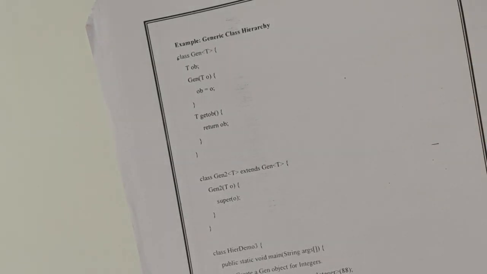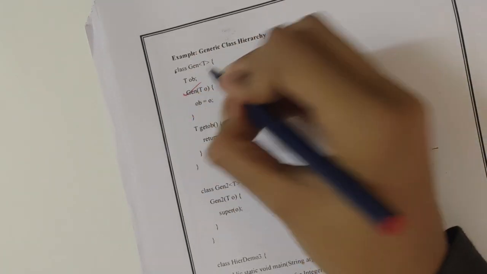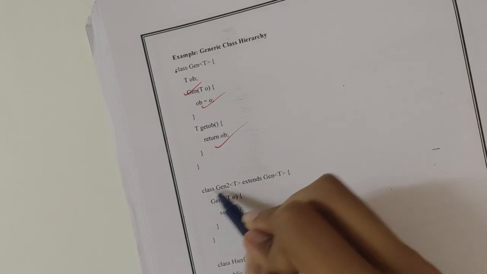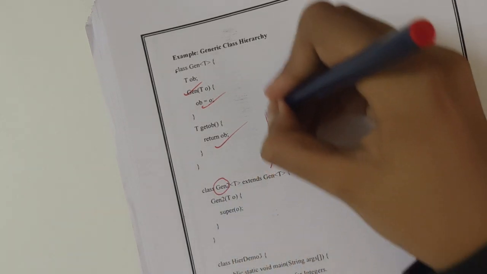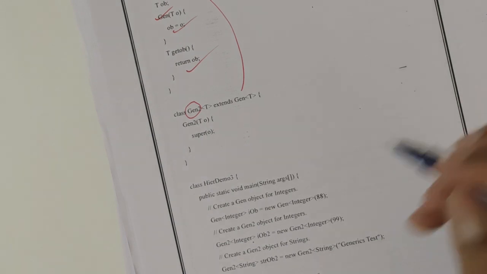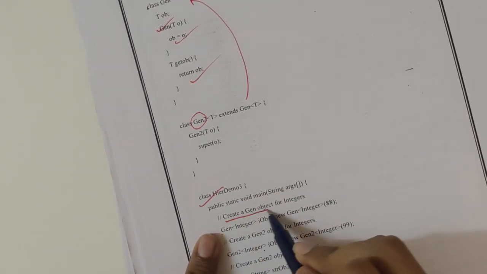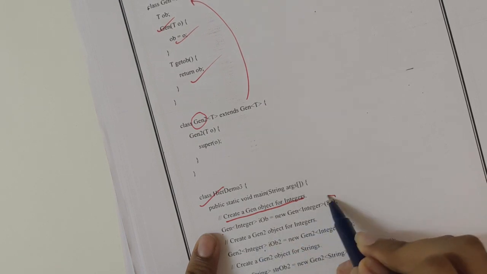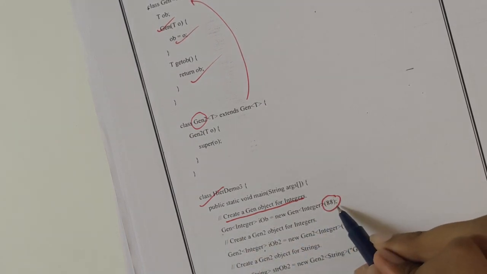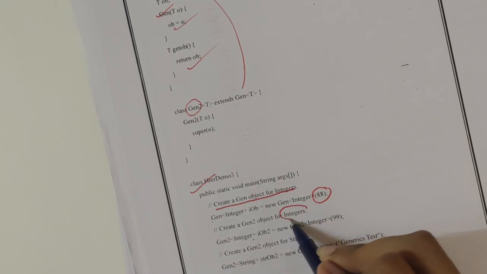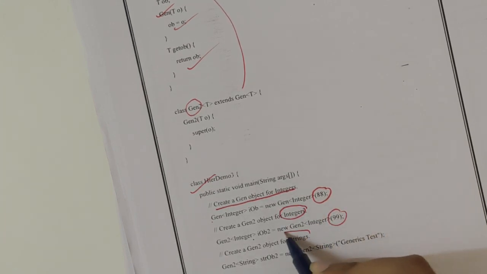Again, the same generic class hierarchy is used. One generic class you have created, creating an object and returning the object. Then one more subclass is created which extends the properties from this superclass. Then in the demo class, you are creating a Gen object for integers, passing 88, then another Gen object of integers, passing 99, and a Gen object for strings, passing a string value.